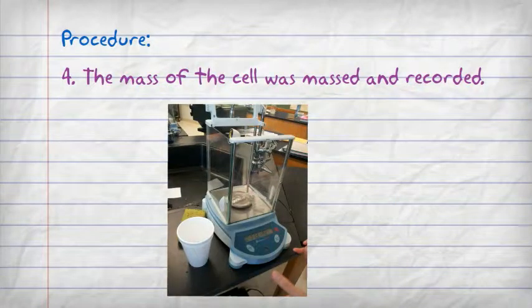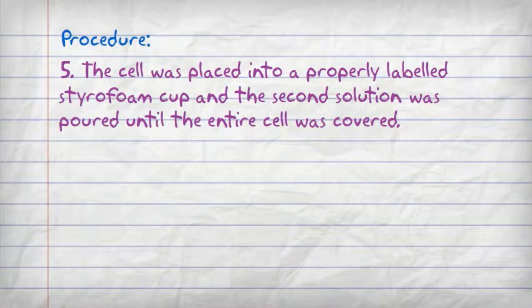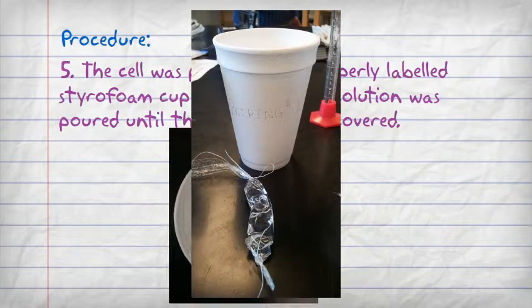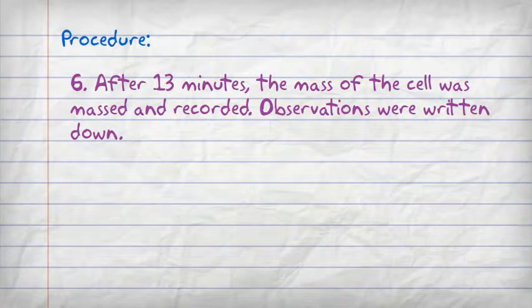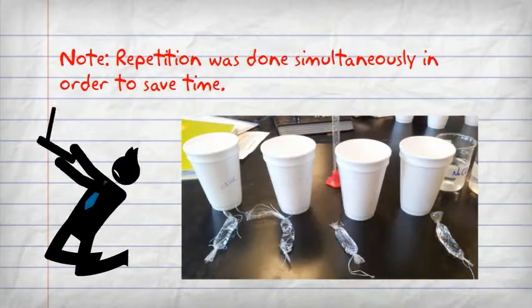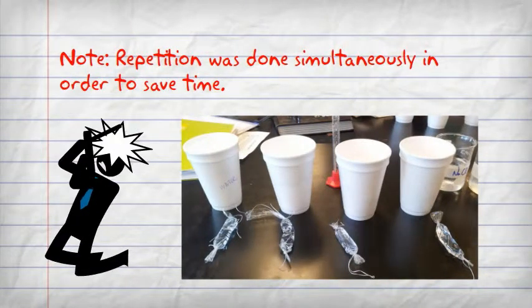The mass of the cell was measured and recorded. The cell was placed into a properly labeled styrofoam cup and the second solution was poured until the entire cell was covered. After 13 minutes, the mass of the cell was measured and recorded. Observations were recorded. Steps 1 to 6 were repeated for 3 different pairs of solutions. The following solution combinations were used: sucrose and sodium chloride, starch and sucrose, sodium chloride and starch, water and water. Repetition was done simultaneously in order to save time.